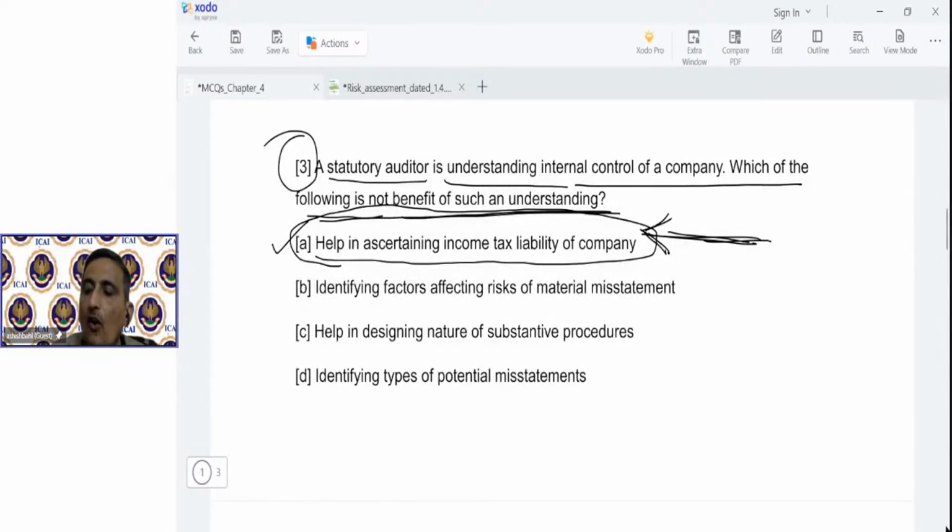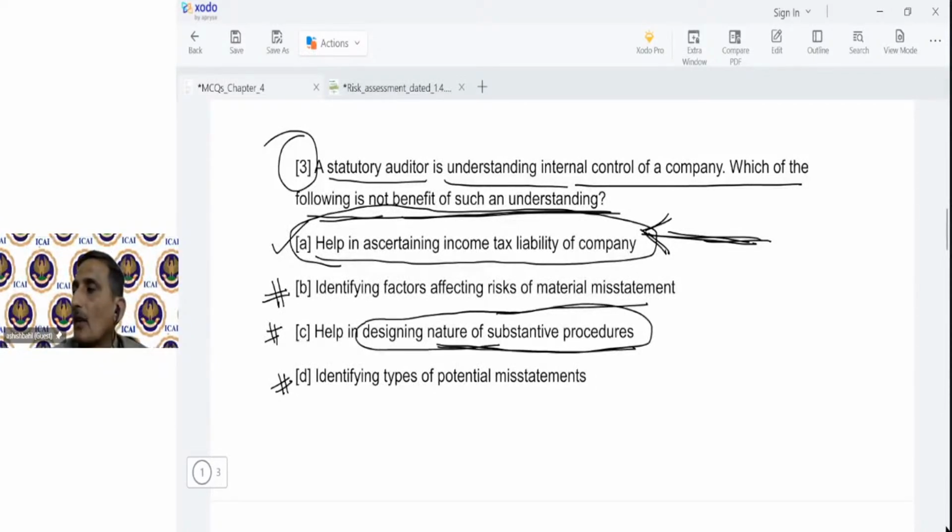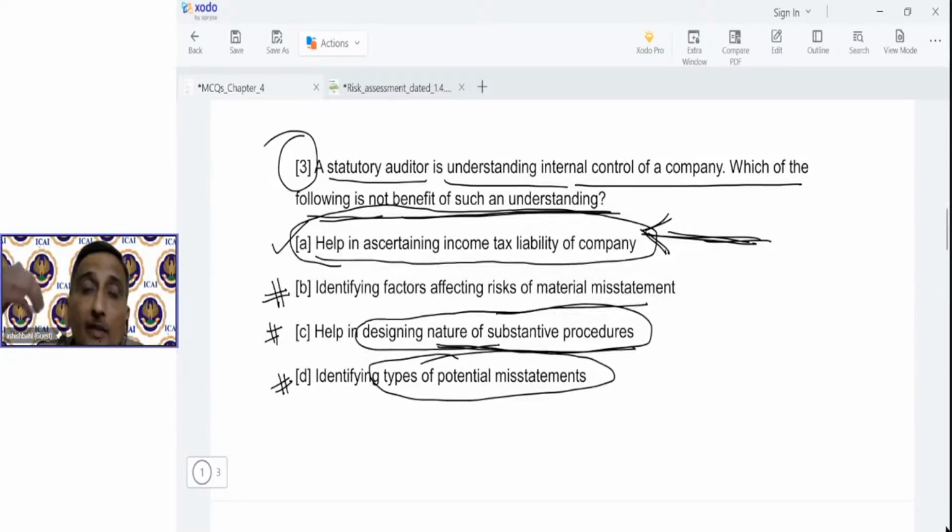So all these factors, because if he studies the internal control, then he can identify risk of material misstatement. He can understand what type of substantive procedures have to be designed by him. And he can also identify types of potential misstatements, what type of potential misstatements can occur.